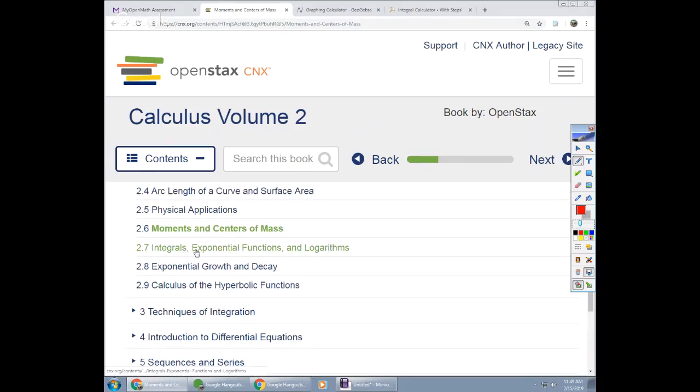We have integrals of exponentials and logarithms. We've pretty much already done that. What's the antiderivative of e to the x? What's the antiderivative of 1 over x? ln x. That's all that's in 2.7. Great, that's going to be a pleasant break. Exponential growth and decay are applications of calculus with exponential functions. And then hyperbolic functions, now that's going to be a little kick in the pants.